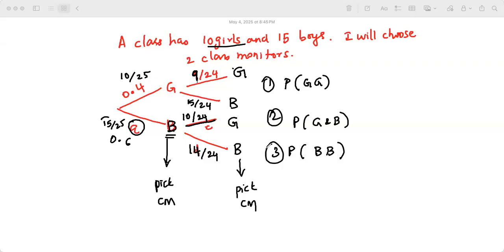I think you're missing something. Aditi, a girl and a boy can be a boy and a girl as well, right? So you need to add one more probability. I said the probability of the monitors being a boy and a girl. I should have written it like that, I feel. Probability: class monitors are girl-boy combination.